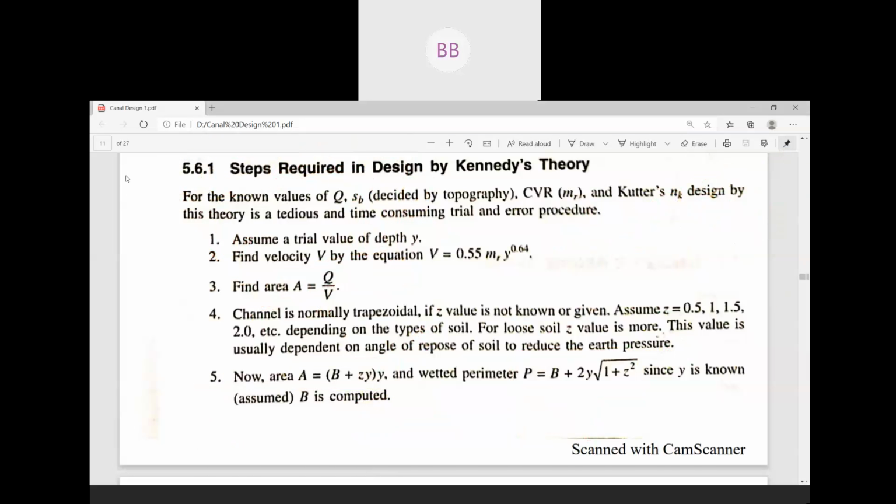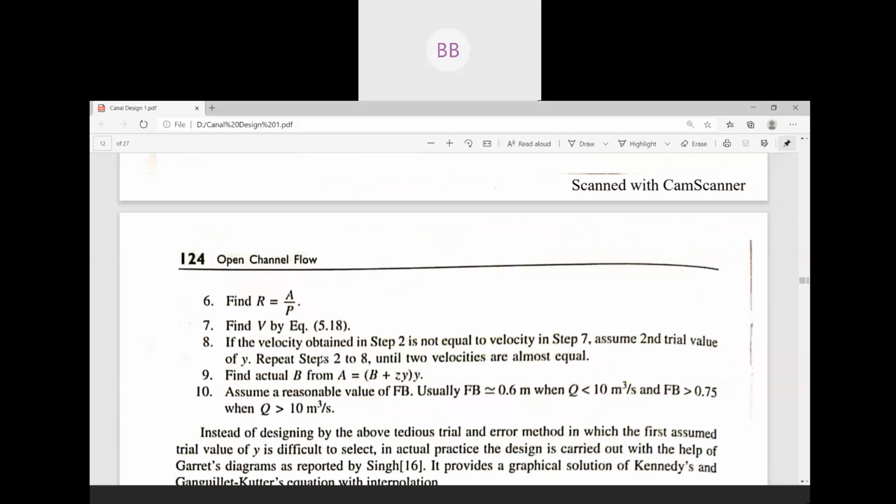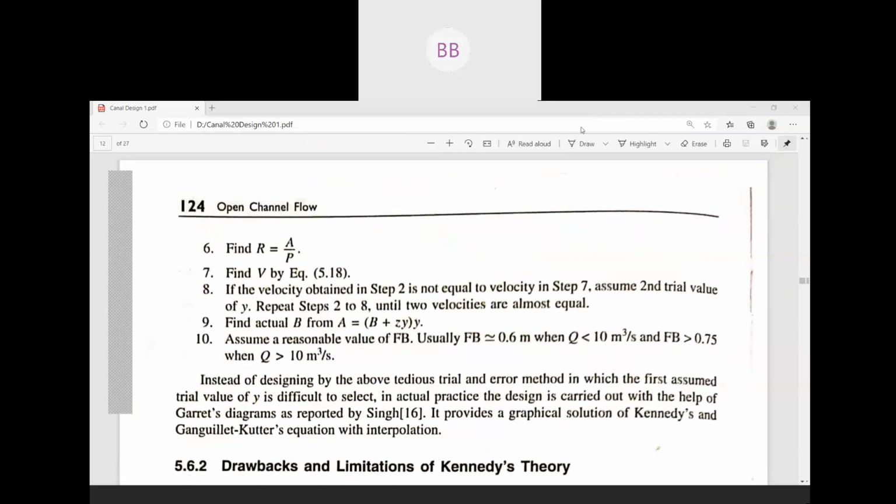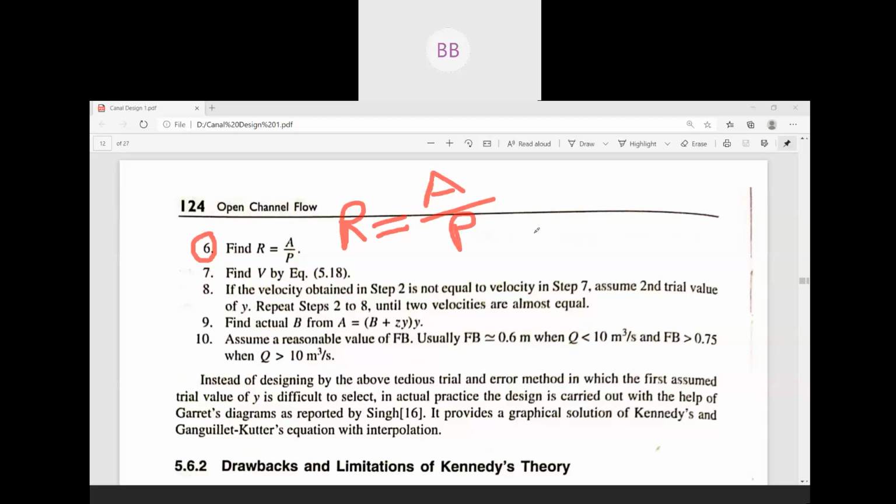After completing the fifth step, we move on to the next step, that is six. Six is nothing but finding the hydraulic mean depth, that is area by wetted perimeter, that we all know. Area we have already calculated, and the wetted perimeter we calculated in the previous step. So we substitute here and find out the R value.